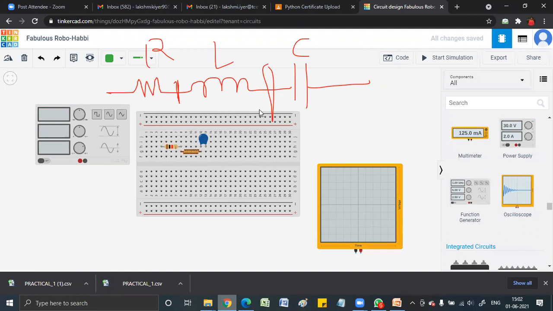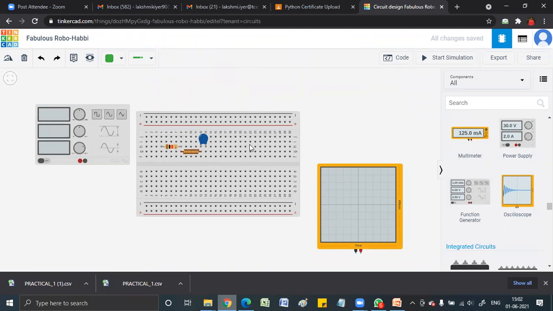Now what are you going to do after this? Positive of your supply goes where? 4, right? And negative goes to ground, right? So we will take one line, the bottom line, that will be our ground line. So you take one connection over here and put this in negative, so it will be in ground.